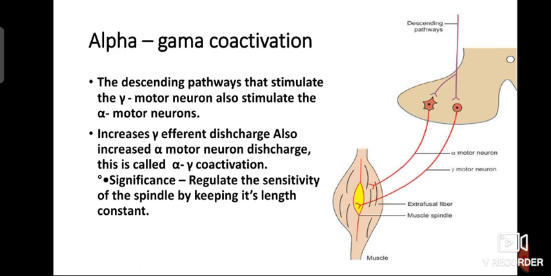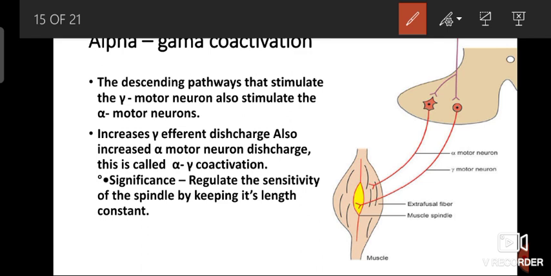As we see in this diagram, the descending pathways for alpha motor and gamma motor neurons are the same, and they are innervated in the spinal cord. The alpha motor neuron innervates extrafusal muscle fiber and the gamma motor neuron innervates the muscle spindle.